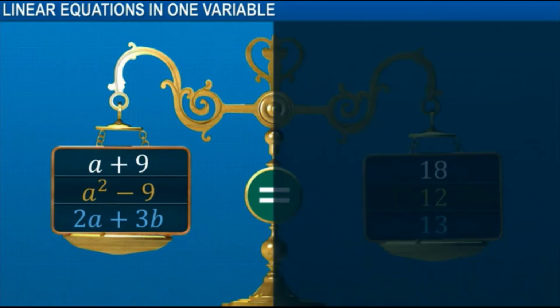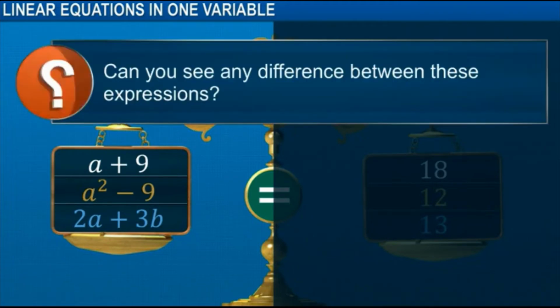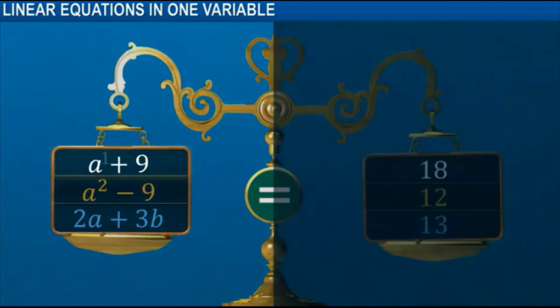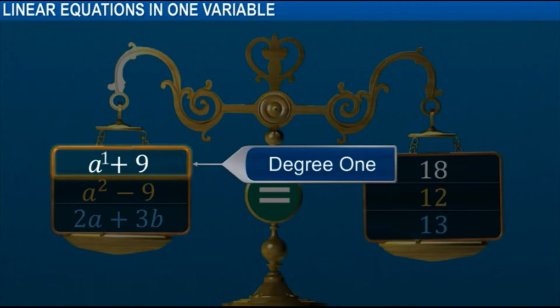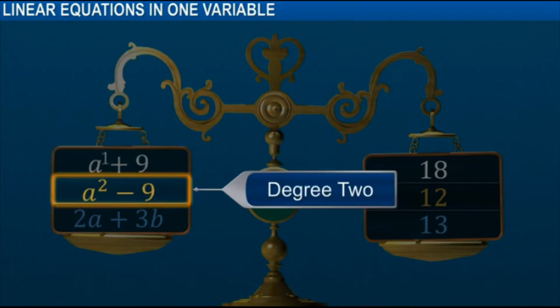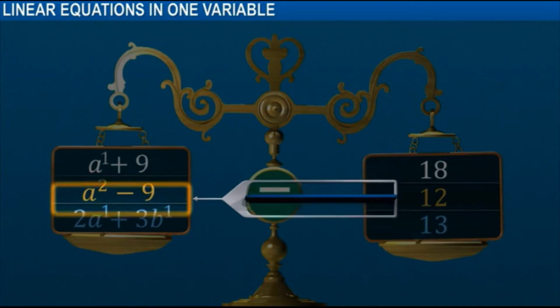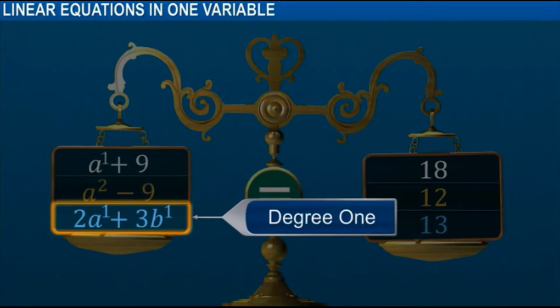Now, let's focus on the left-hand side of the equations. Can you see any difference between these expressions? The first expression has a variable with degree 1. The second expression has a variable with degree 2. While the last expression has two variables, where both variables have degree 1.